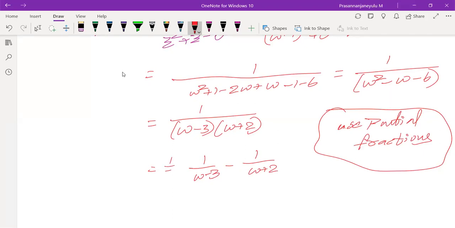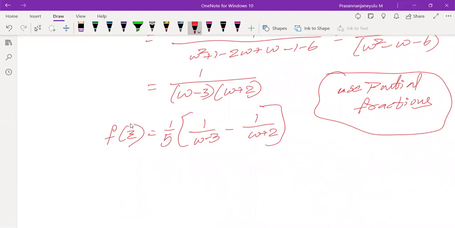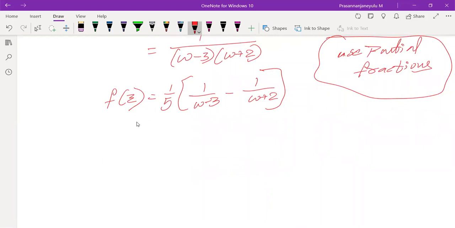So 1 by 5 comes. If we put plus, what happens? The w will not cancel, so we have to put minus now. So this is f of z. But how to write it? Sir, the left hand side is a function in terms of z, the right hand side is not in z, but in terms of w, but w is in terms of z.